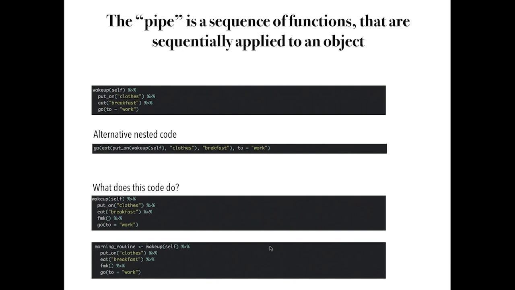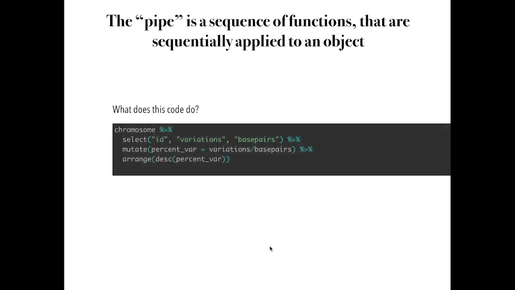As an object, yeah. So we save this as a morning routine, okay? So the output of this is a morning routine. Okay, now, one other example. What does this do?